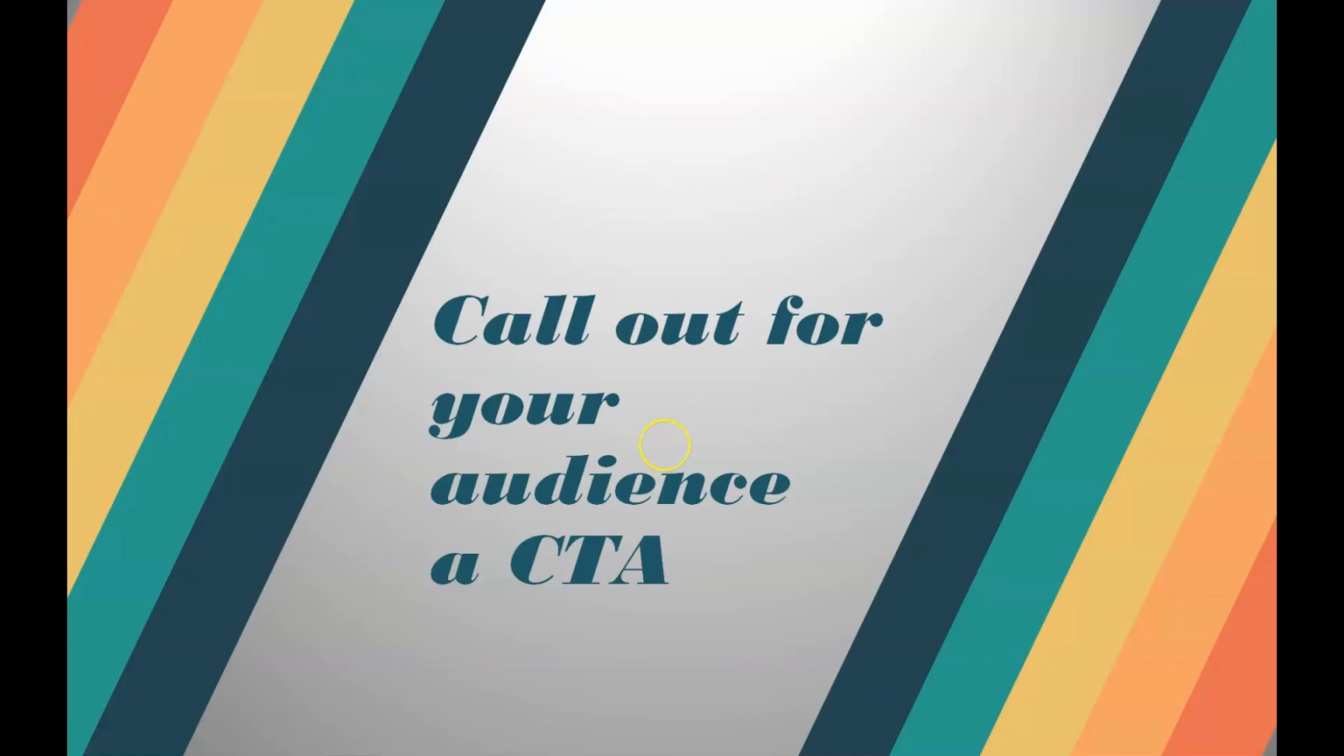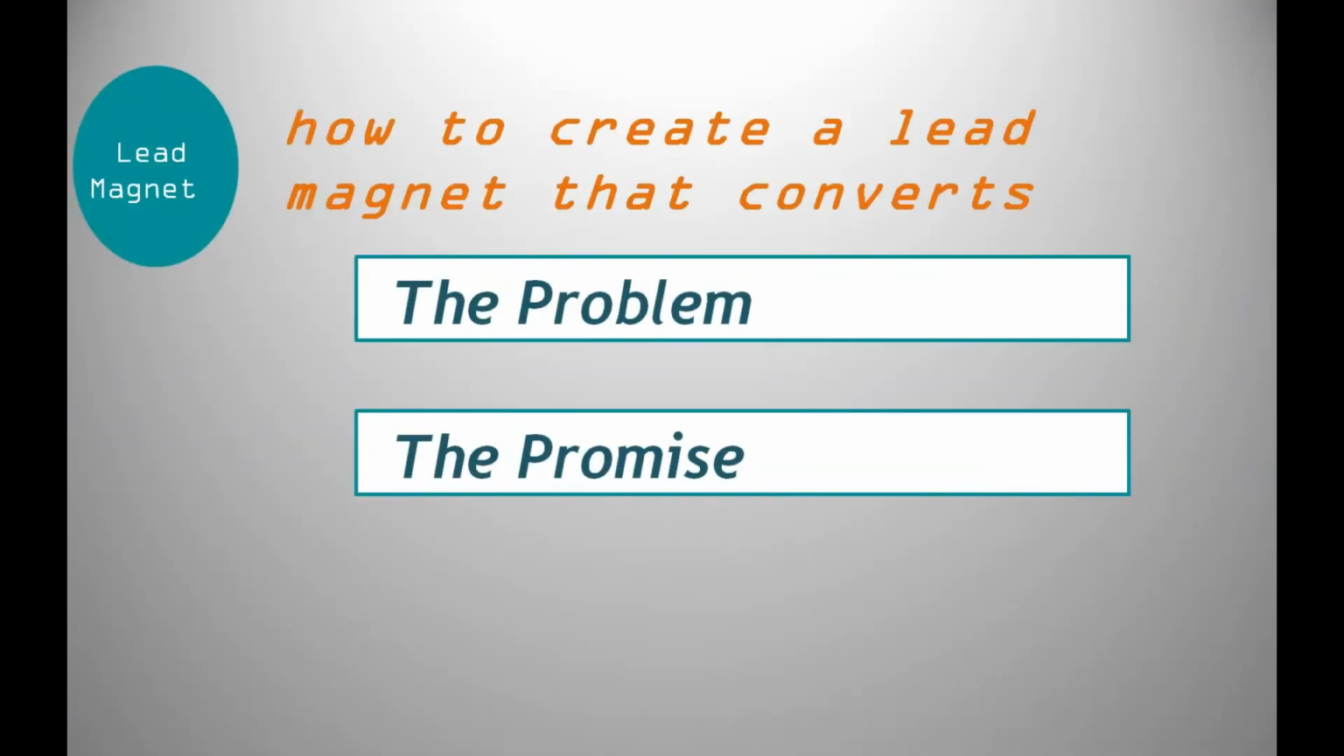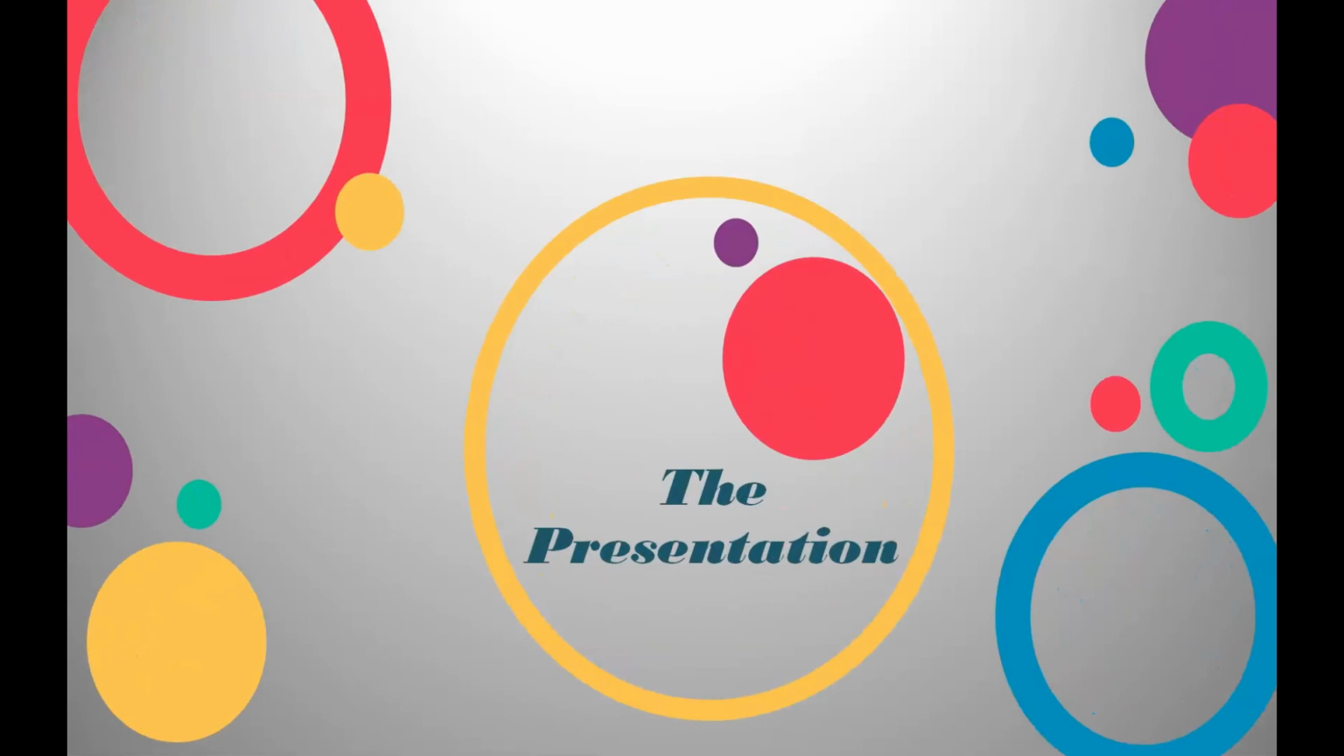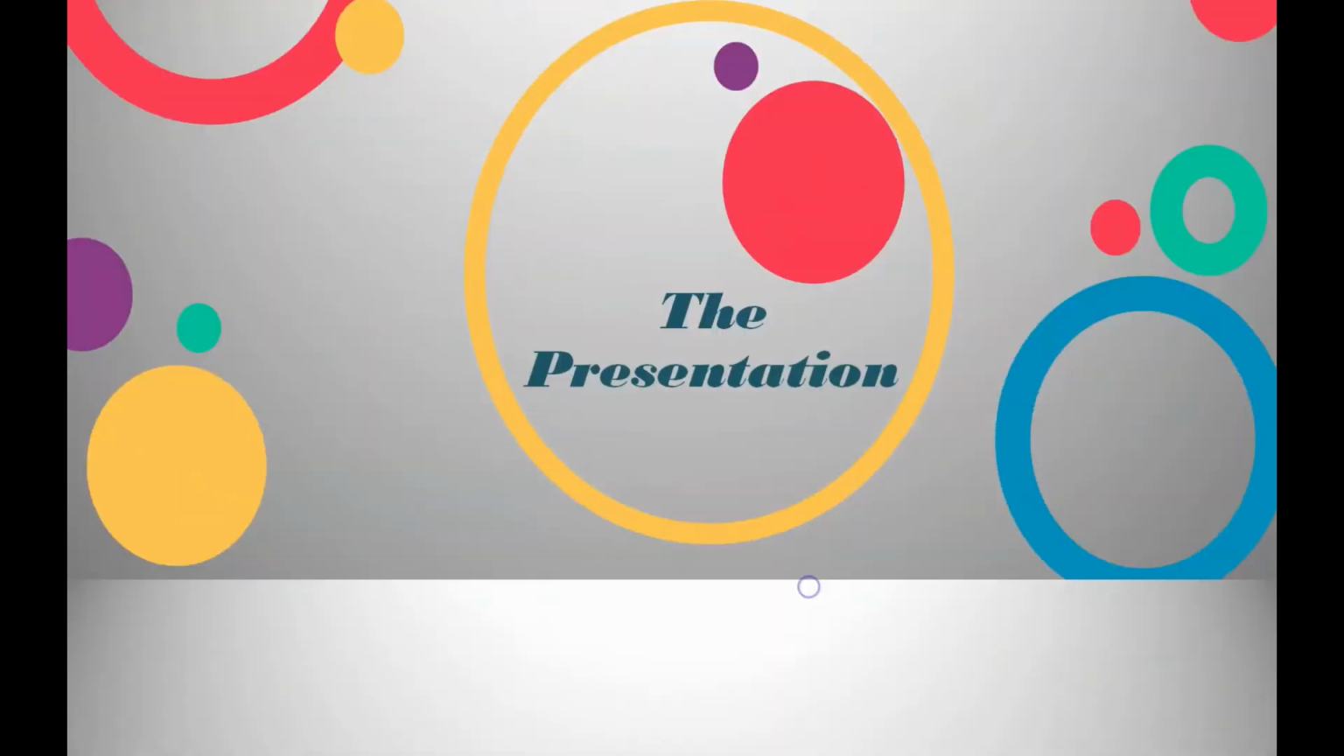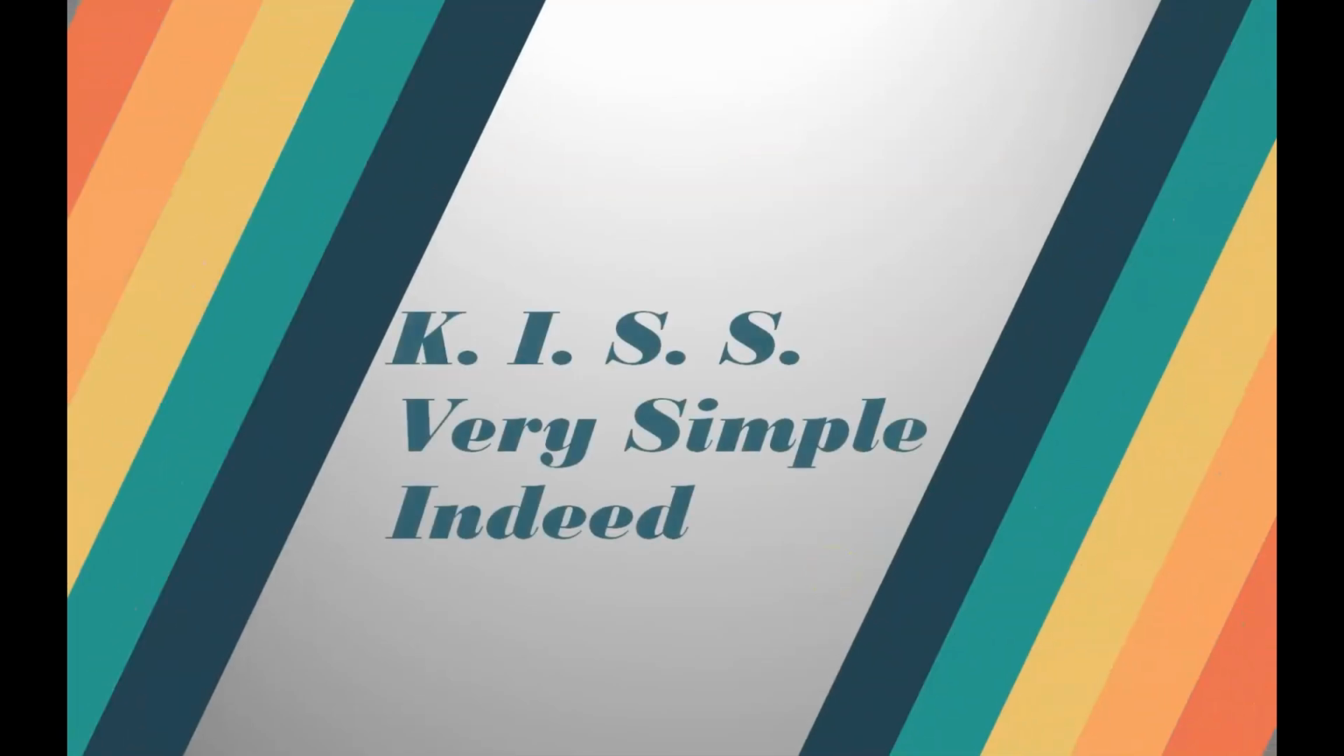So we've had the problem and the promise. Promise is very key. Click to action is very key to conversion. So at this point, in how to create a lead magnet that converts, we've talked about the problem and the promise. Now you're going to add the third element, and that's the presentation. The presentation will come in the form of various types of situations. So we're going to look at the presentation next.